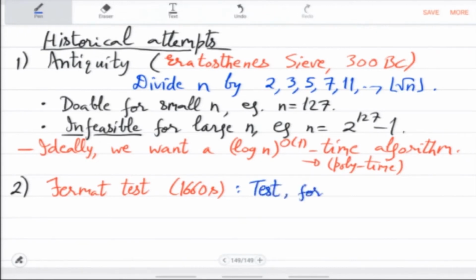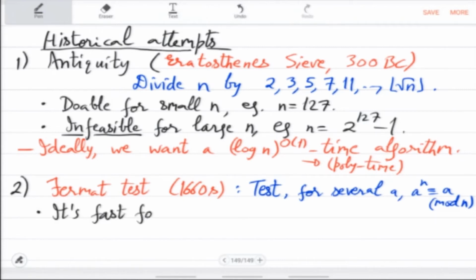So why don't you test that? Test for several a whether a to the n is a mod n. If it is, then you give up and say that n is prime. If it is not, then you are 100% sure that n is composite and cannot be prime. So it is fast for a single a, picked from Z mod n. But how many a's should we try?